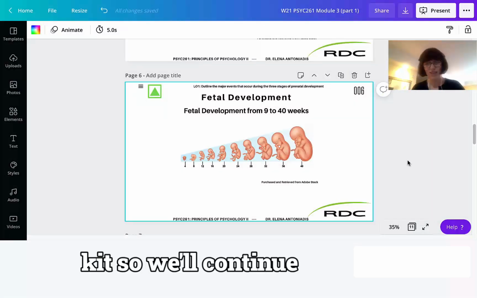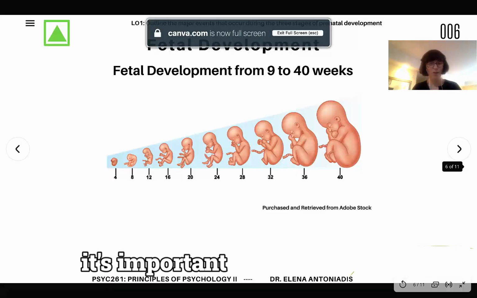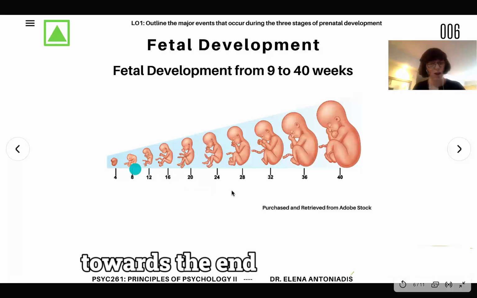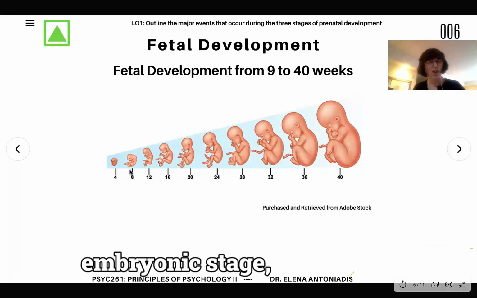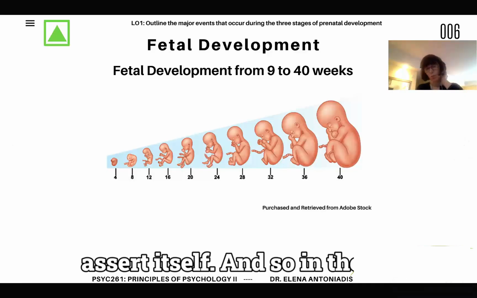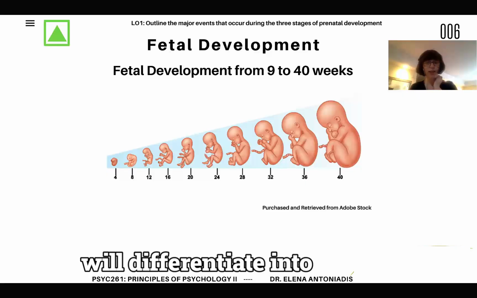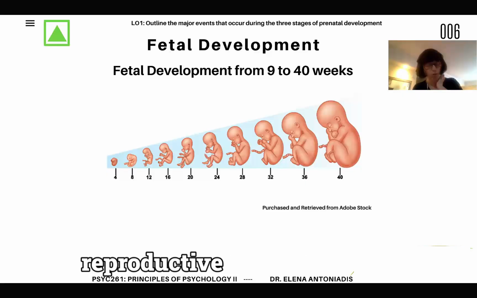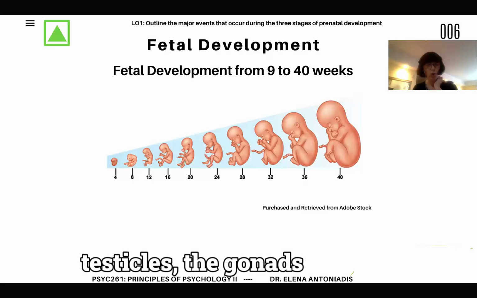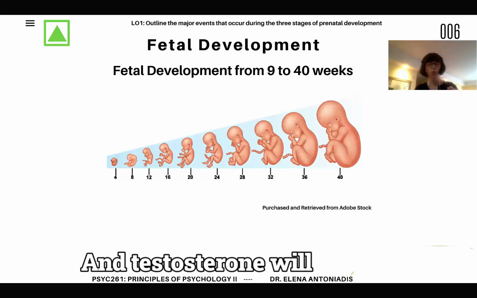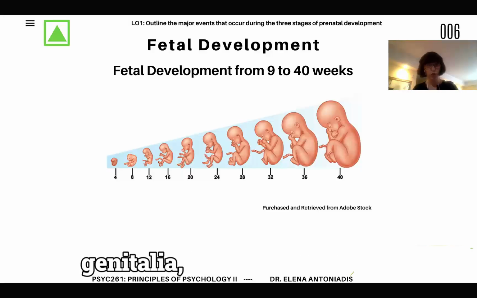Okay, so we'll continue. So it's important to note that by week 7, which is towards the end of the embryonic stage, the genetic code begins to assert itself. And so, in the presence of the Y sex chromosome, the gonads will differentiate into testes. And so, these reproductive organs, the testicles, the gonads, will start developing testosterone. And testosterone will masculinize the external genitalia and will also masculinize the brain.